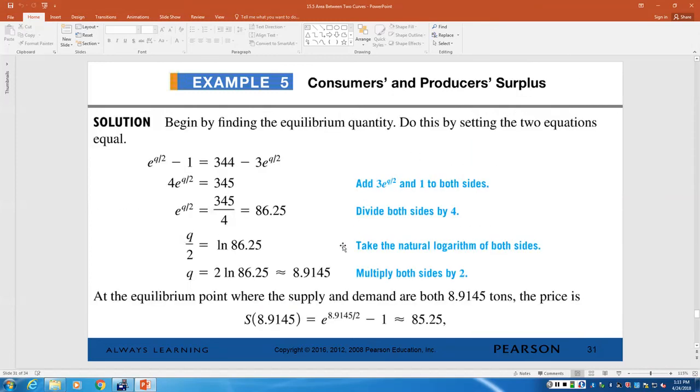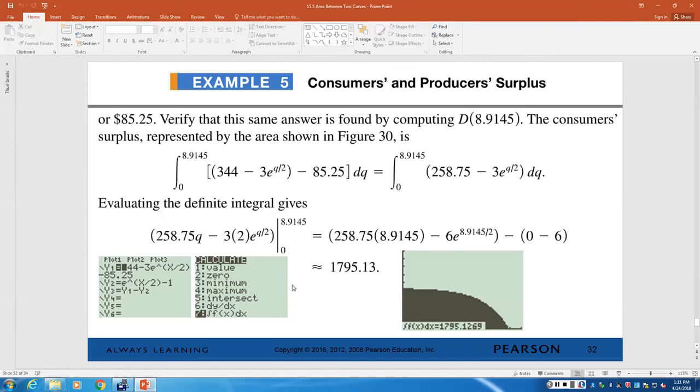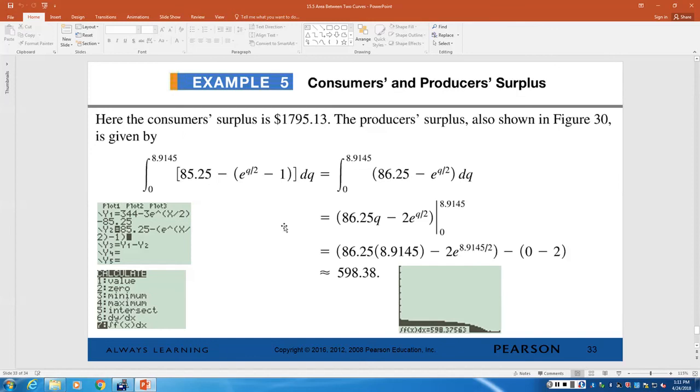Now the reason I had you do it that way is because if you try to solve that logarithm algebraically, you have to use logarithms. Which is why I keep telling you, use your calculator to find intersection points. That way you don't need to know as much algebra. So our first integral for the consumer surplus is going to be the function minus the 85.25 going from 0 to 8.9145. And you can set that up on your calculator. Your consumer surplus turns out to be $1,795.13 total. When you evaluate that integral, that's what you get.